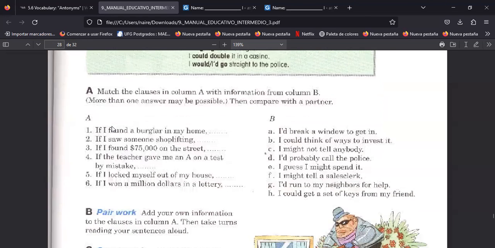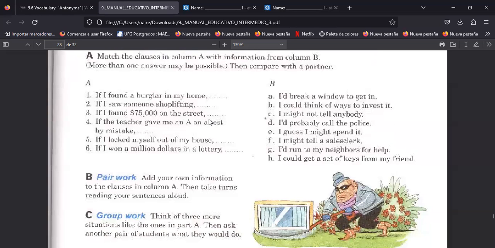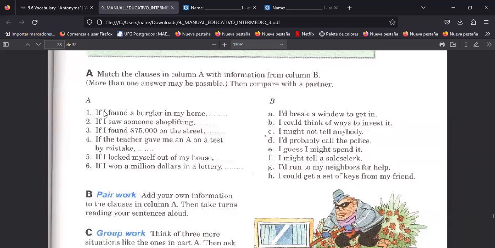Let's see. Here we have some ideas. Look at this. Marlene, can you see this, by the way? Let me know. Can you see the book? Yes. Okay, perfect. We're gonna match the clauses in column A with information from column B. More than one answer may be possible. Then we're gonna compare that. Marlene, can you help us with the first one? And then we're gonna try to look for a correct answer.